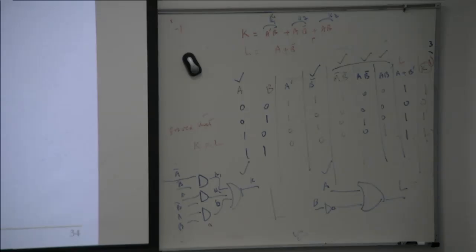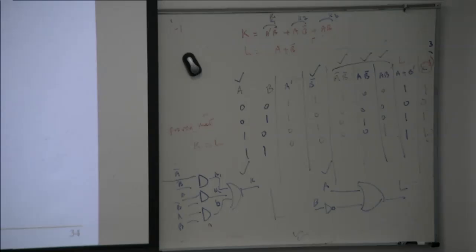Now we have another definition, literal. A literal is a variable or its complement. So a bar is a literal, a is a literal. Is a a complement? No, a is not a complement, but a bar is a complement. Is a bar a literal? Yes. So it should be a single variable.